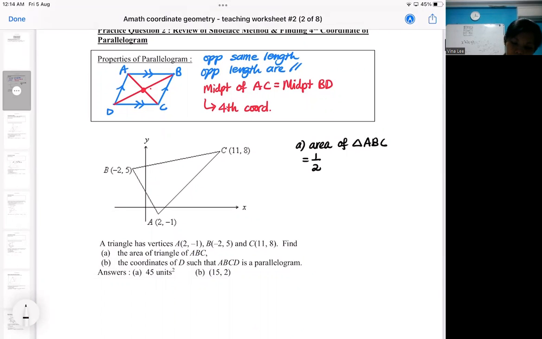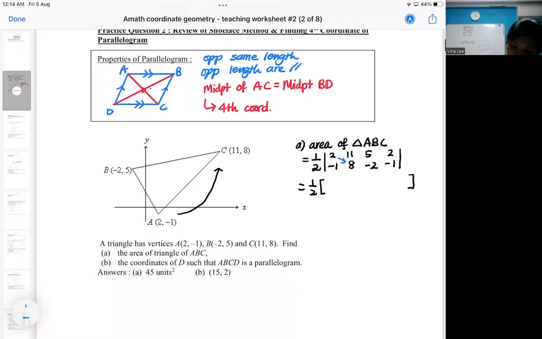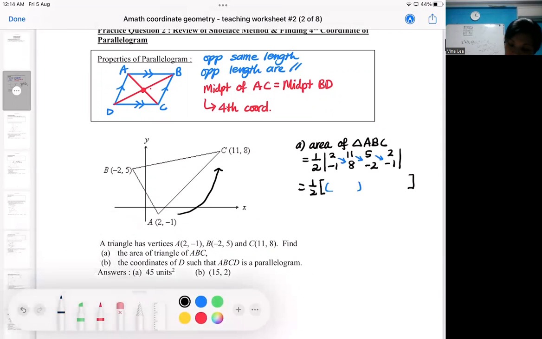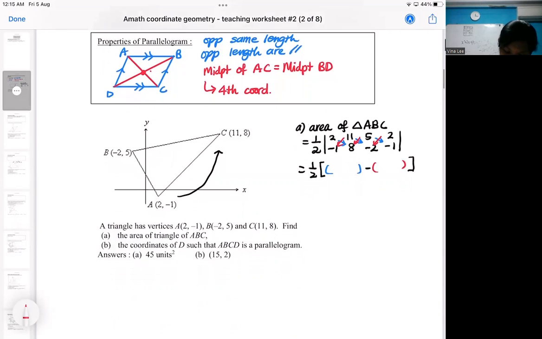Make sure you do it in an anti-clockwise manner, and remember to repeat the first coordinate. The downward part is the blue shoelace, then you minus the red shoelace. So give it a try and see whether you can still work it out.